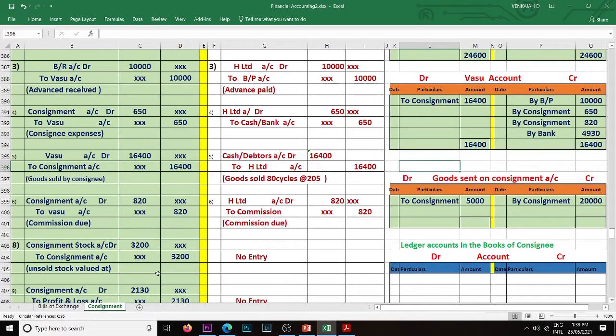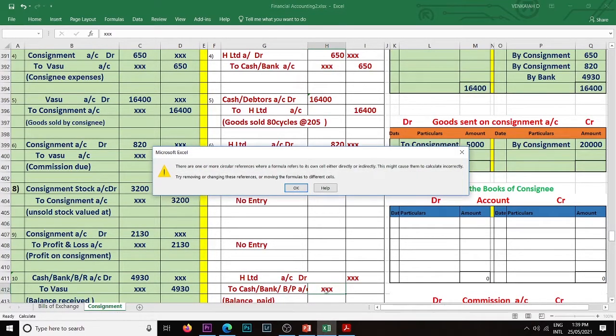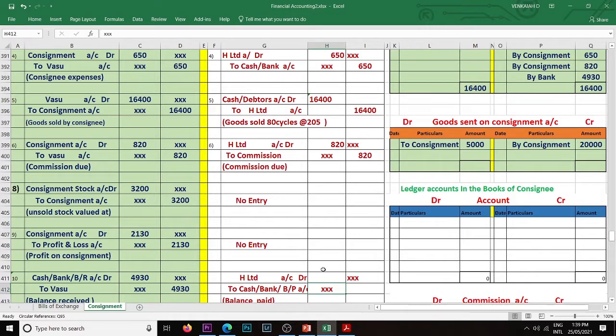Yes, for that also we had a journal entry. That is bank or bills receivable, 4,930. The entry is bank account debit to Vasu account. So the same amount the consignee is paying to whom? H Limited, the consignor. Consignor account debit, bills payable account, 4,930. Here also 4,930.